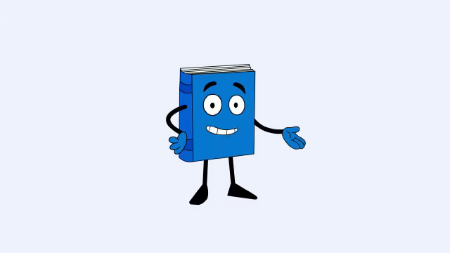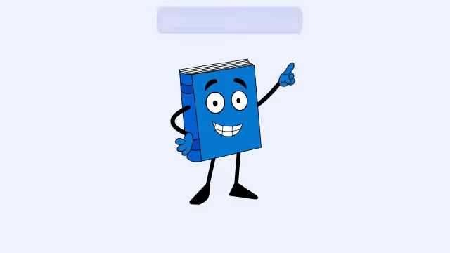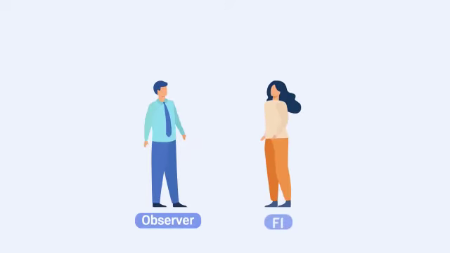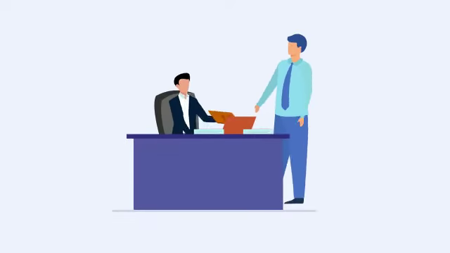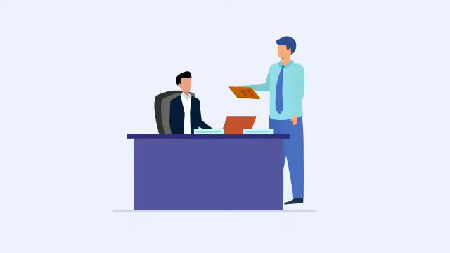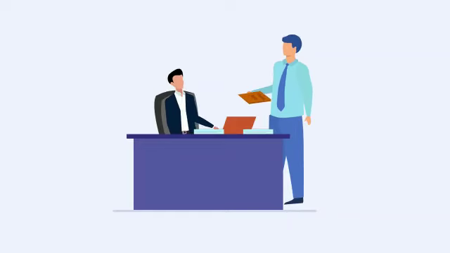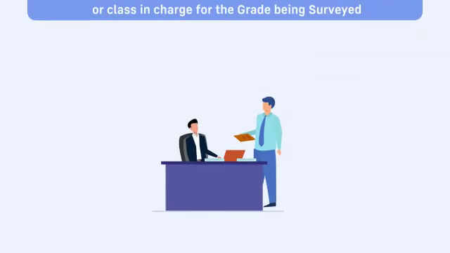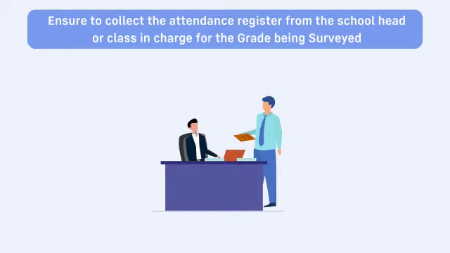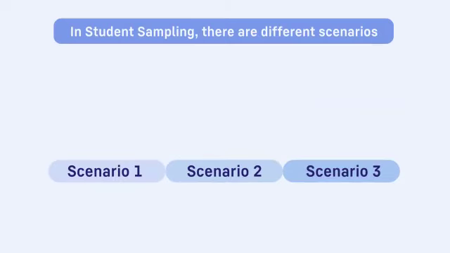Welcome back. In this module, we will cover the sampling process which will be carried out by the observer and FI in the sampled school on the survey day. You need to carry out both the section and student sampling prior to conducting the survey. Before starting the sampling, please ensure to collect the attendance register from the school head or class in charge for the grade being surveyed. For the NAS student sampling, there are different scenarios and these have been explained next.